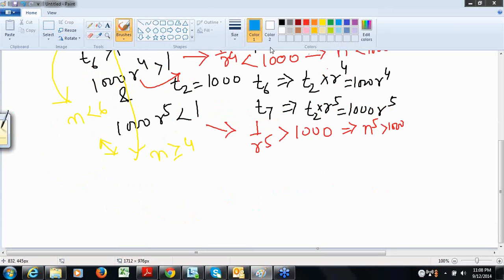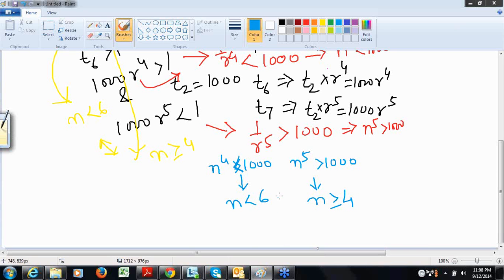Okay. So we have been reduced to these two inequalities: n to the power 4 is less than 1000, and n to the power 5 is greater than 1000. So this means what? n is less than 6. And this means what? n is greater than or equal to 4.